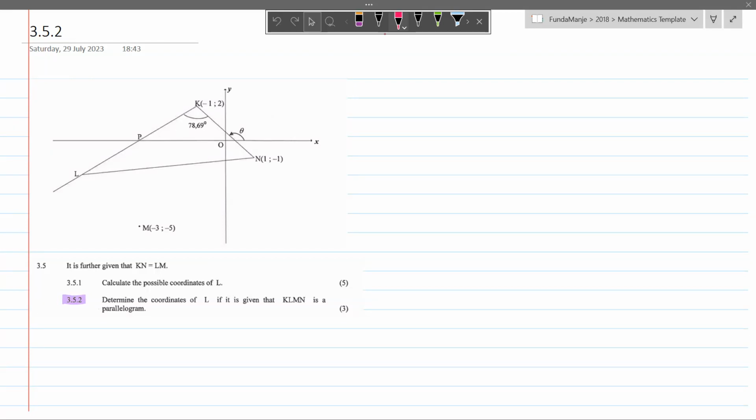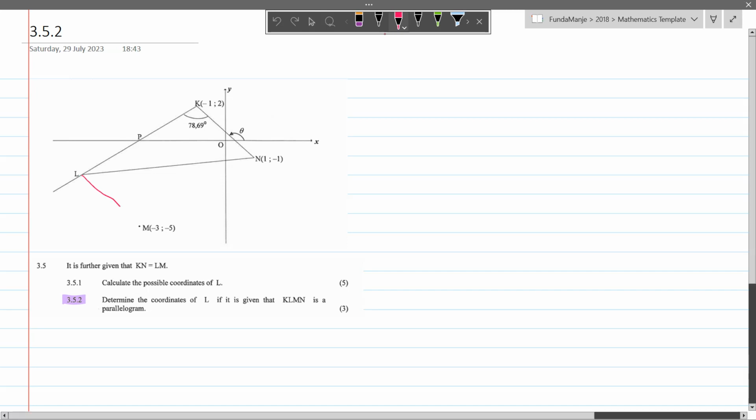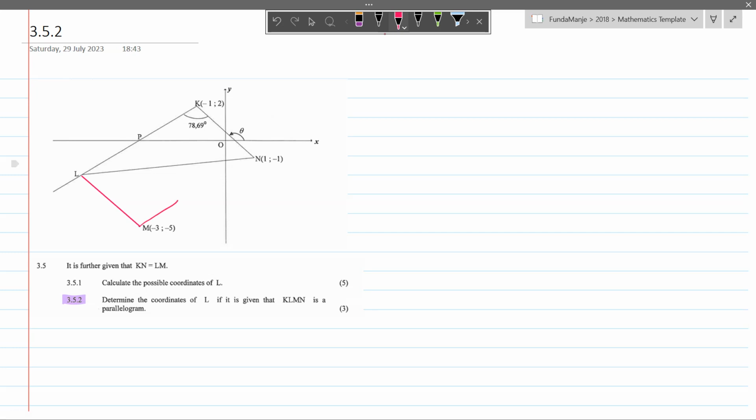3.5.2 says determine the coordinates of L if it is given that KLMN is a parallelogram. So KLMN looks something like that, if we're to fill in the missing sides. Now they want us to find the coordinates of L. In this case, they want L to be such that this is a parallelogram.